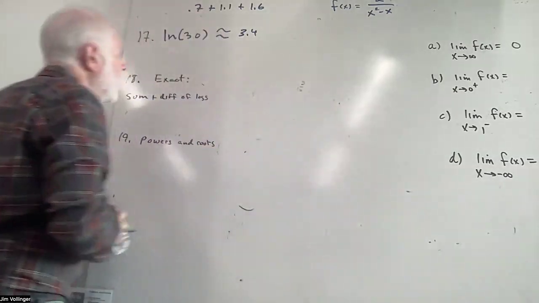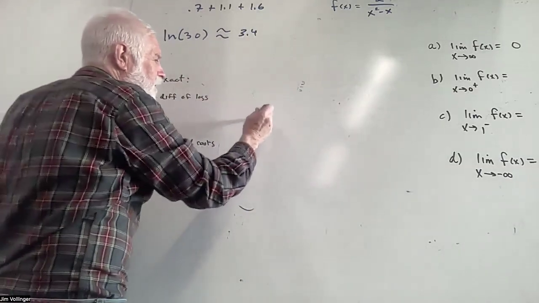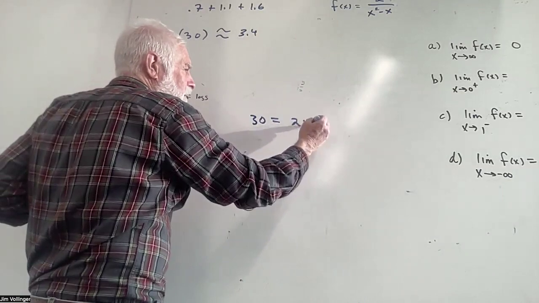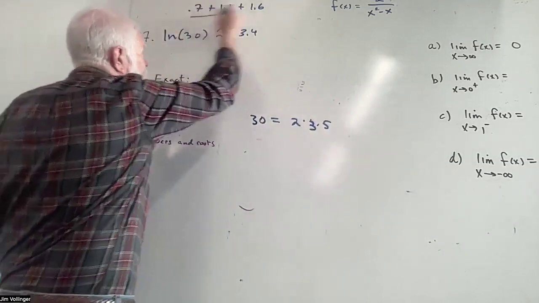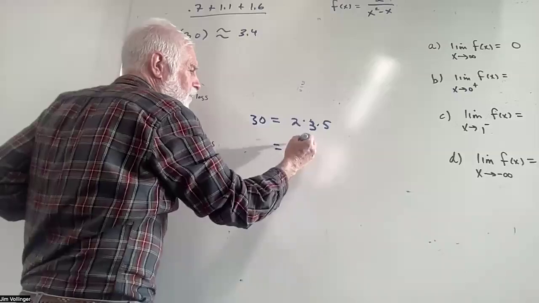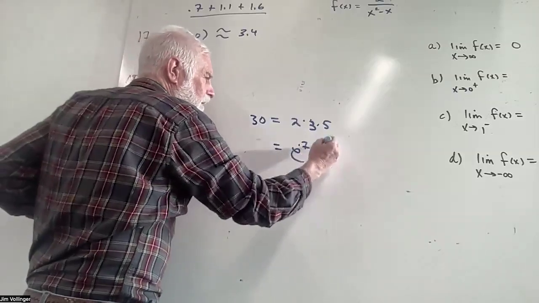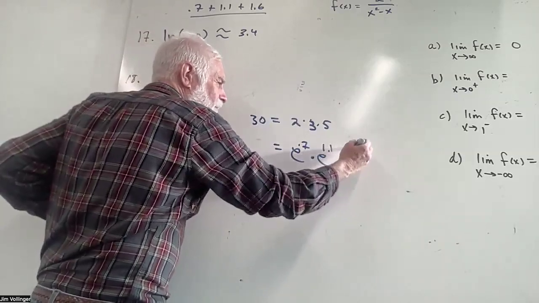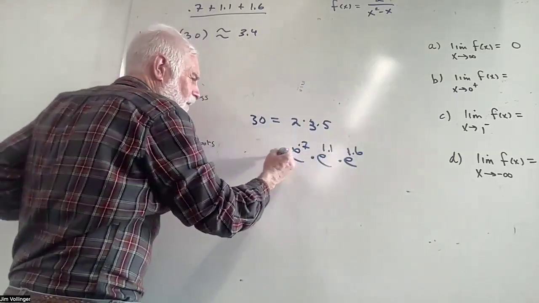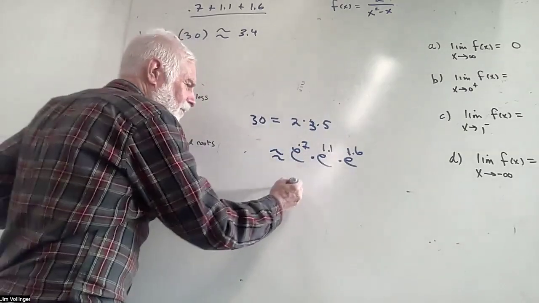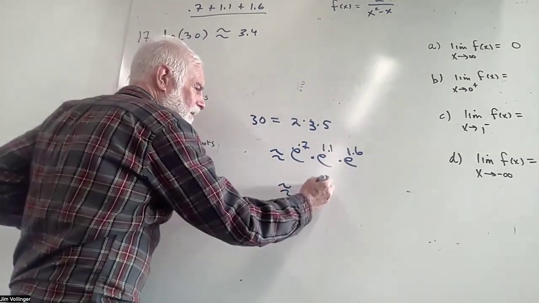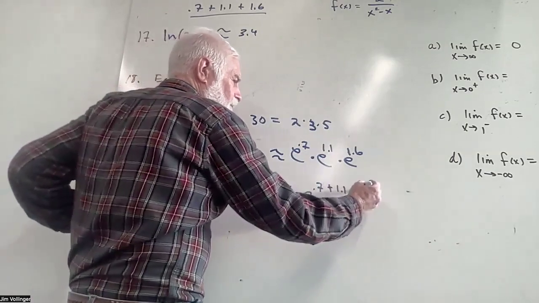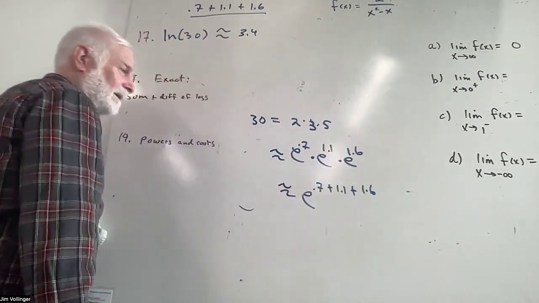All right. We have been practicing writing 30 in e notation, which is going to come from 2 times 3 times 5, which is what I just did in my head up here. 2 is e to the 0.7 times e to the 1.1 times e to the 1.6, approximately. This is an approximation. And that is approximately e to the 0.7 plus 1.1 plus 1.6, our rules of exponents.